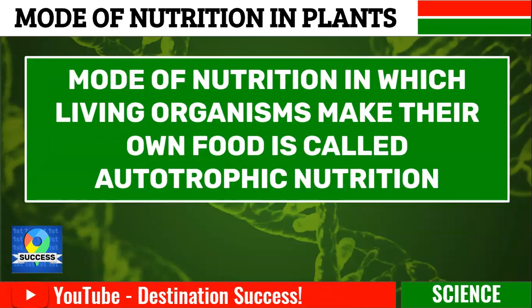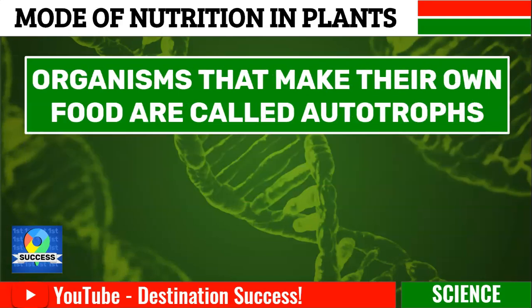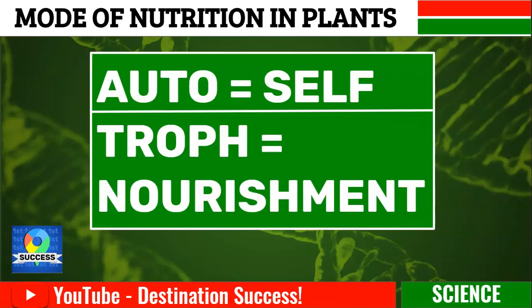There are many types of nutrition, and one of them is autotrophic nutrition. The mode of nutrition, or the mode of taking food from an organism and using it for the body, in which living organisms make their own food, is called autotrophic nutrition. Organisms that make their own food are called autotrophs. So those are two new words, let's understand them.